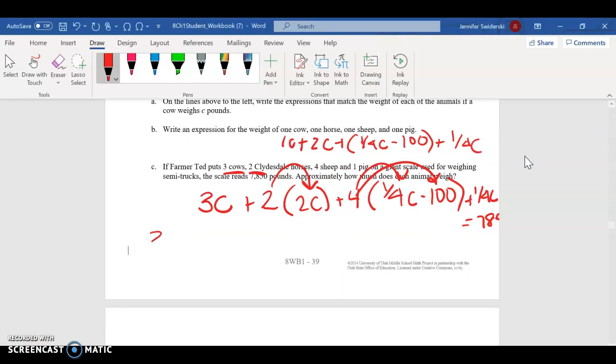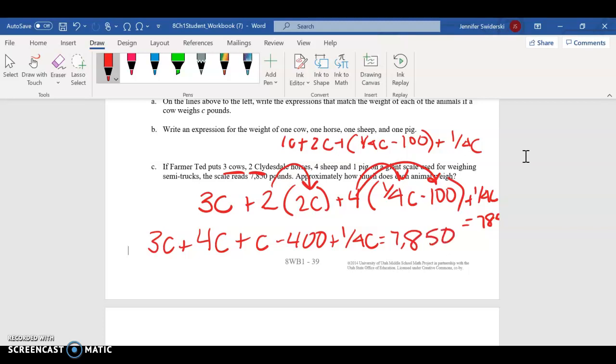So I'm going to bring everything down. We have 3 cows, plus we had 2 horses. So 2 times 2c is 4c. Plus, when I multiply 4 times 1/4, we're going to talk about this in class, but those diagonals clear. So I'm just going to be left with c. And then 4 times negative 100 is negative 400. Okay, plus 1/4 c, because 1/4 of a cow was a pig, is equal to 7,850.